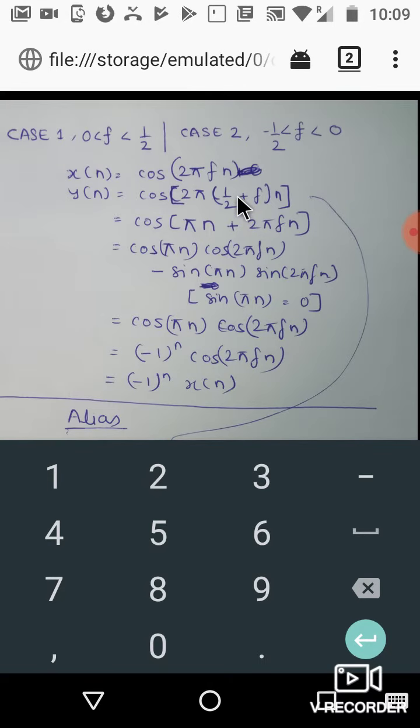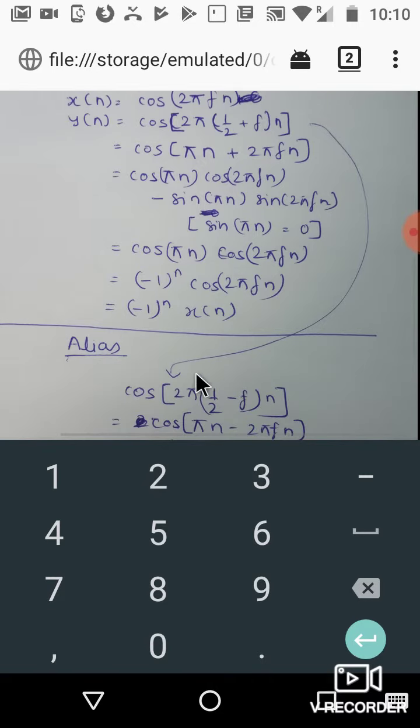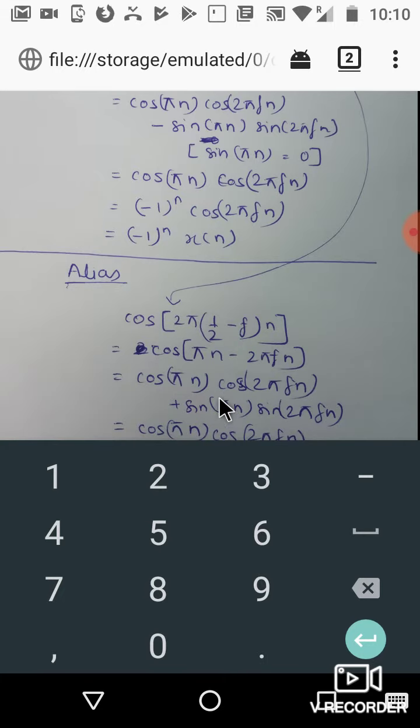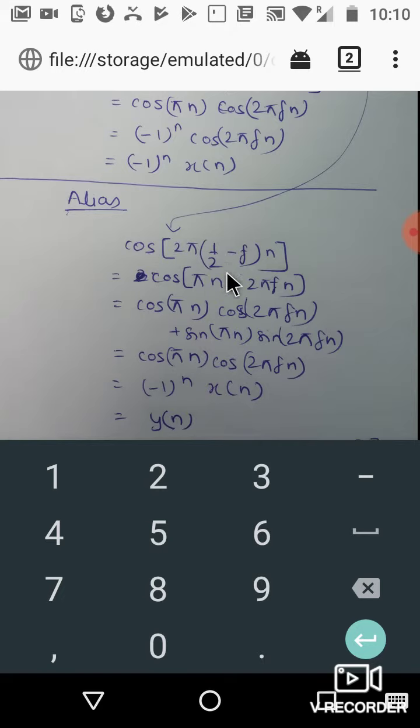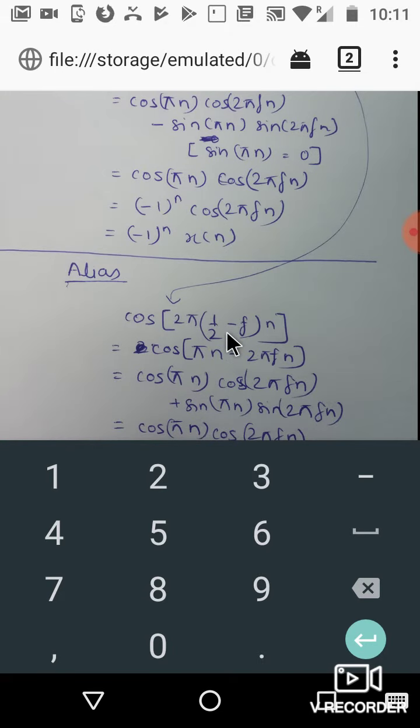So let's say we decrease half by f. So we have this kind of equation, 2 pi (half minus f). That means earlier we were adding half to the current frequency, now from half we are subtracting any frequency which is within 0 and 1 by 2. So this equation expands the same way as above, because cos(a minus b) is cos a cos b plus sin a sin b, and we saw in the above case the sine part got completely zeroed. So in this case also the second part will be 0 and the first part remains the same irrespective of the sign. So we saw that if from half we reduce the frequency, we get the same graph as if we add half to it. So we can say that half plus f frequency is the alias of half minus f.